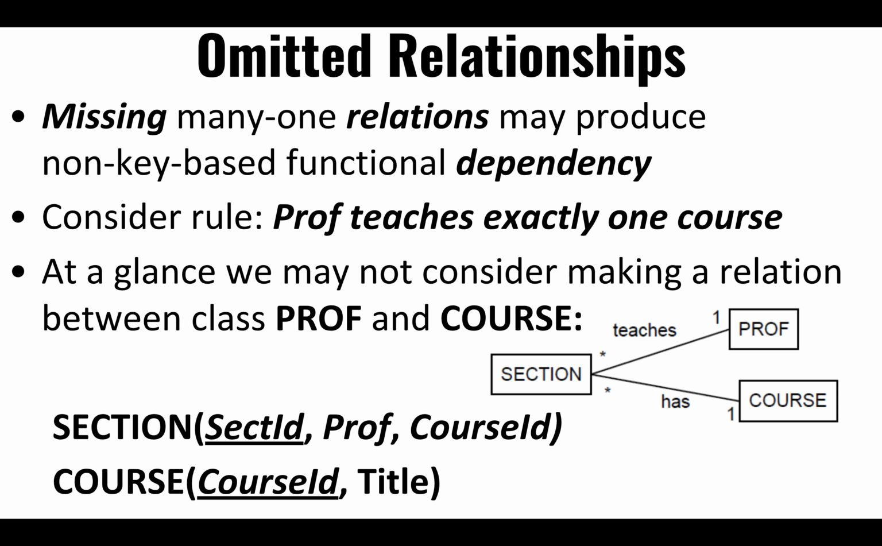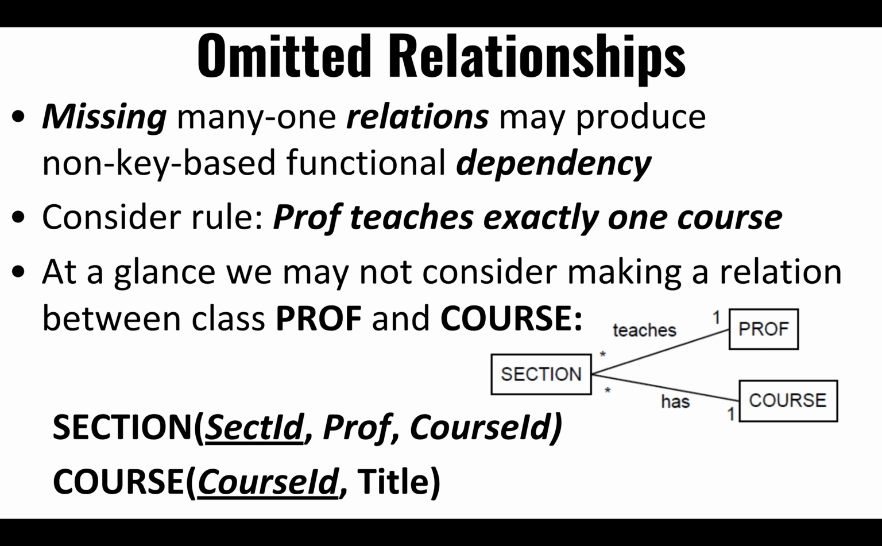That could have been a sensible bad choice, right? And we would have just captured here the relationship between the section going to the professor and the section also going to the course. Right? You have these 2 foreign keys going from the section to the professor and from the section to the course. Right?